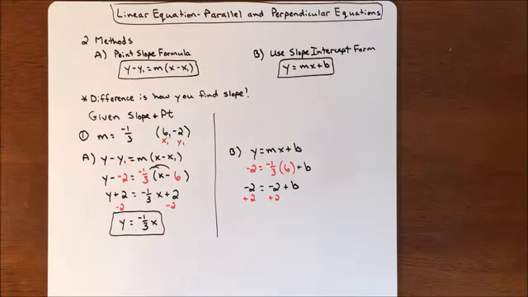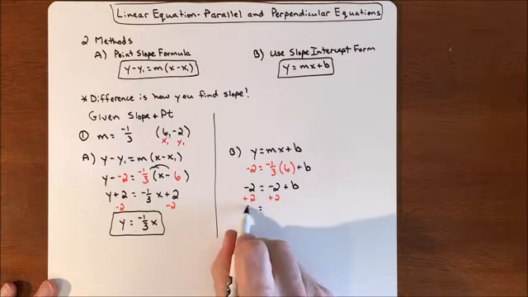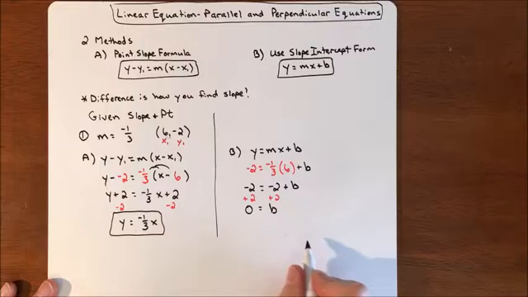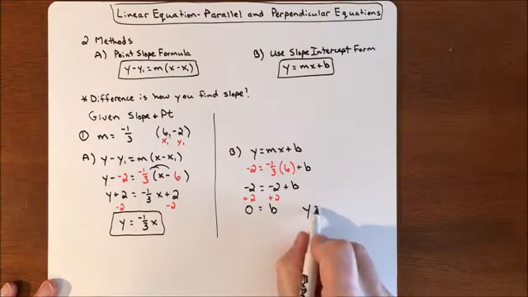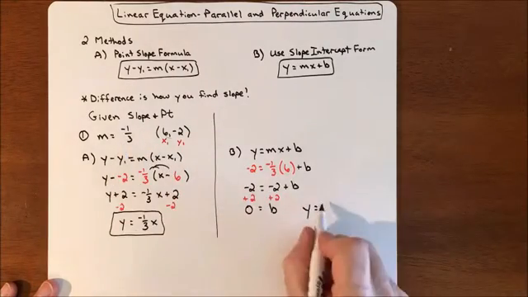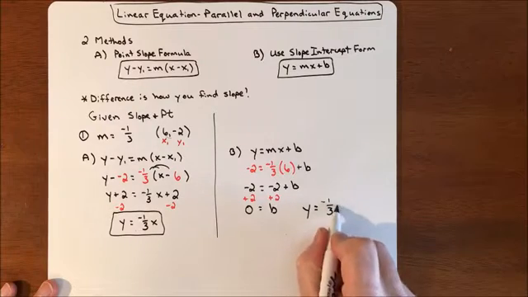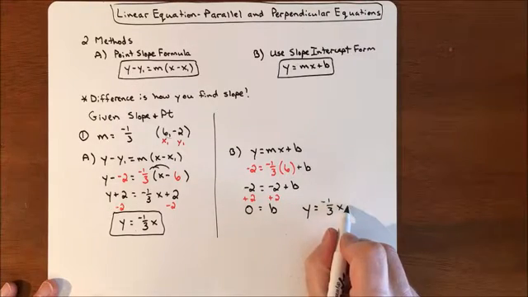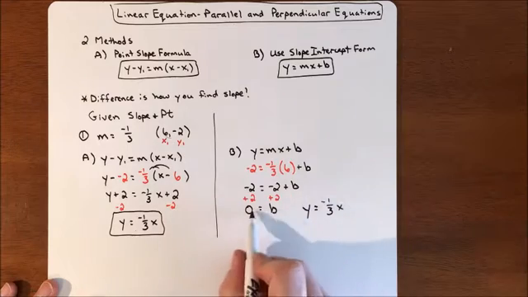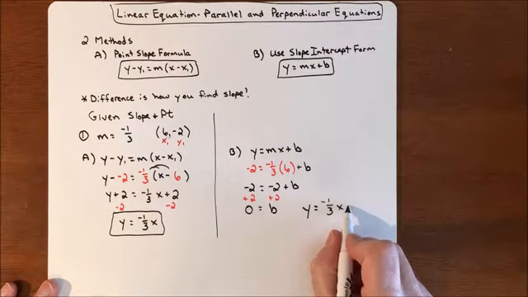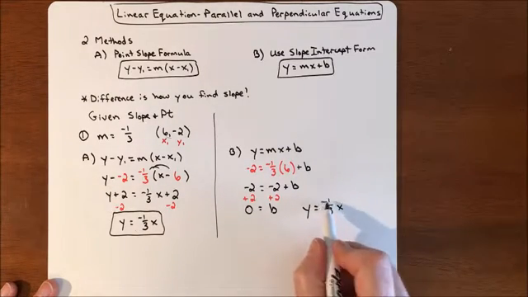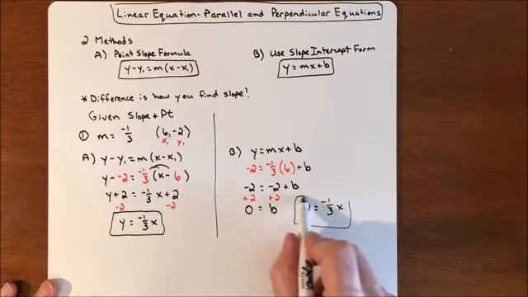And that is going to tell us what our y-intercept is. Well, that becomes 0. So our y-intercept is 0. So our equation is y equals our slope, which was given, negative 1/3 x plus our y-intercept of b, which is 0. So we could put plus 0, or we can just leave it. So it gives us the exact same equation.